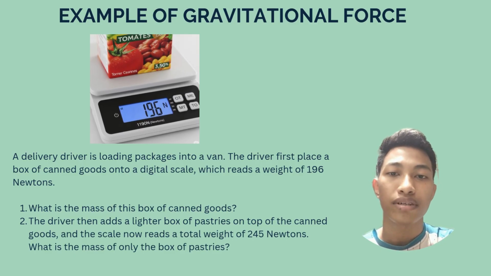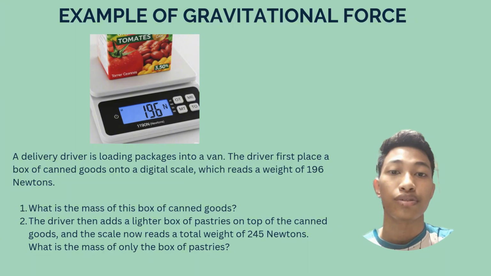A delivery driver is loading packages into a van. The driver first placed a box of canned goods onto a digital scale, which reached a weight of 169 newtons. So for question 1, what is the mass of this box of canned goods? And for question 2, the driver then adds a lighter box of pastries on top of the canned goods, and the scale now reaches a total weight of 245 newtons. What is the mass of only the box of pastries?